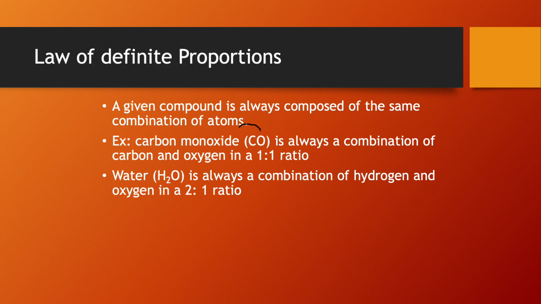In our example, carbon monoxide's formula is CO. It has a ratio of 1 atom of carbon to 1 atom of oxygen. That is the set definite proportion for carbon monoxide. Water, you know, is H2O. 2 atoms of hydrogen to 1 atom of oxygen. It's a 2-to-1 ratio for hydrogen to oxygen. That is the definite proportion for water.